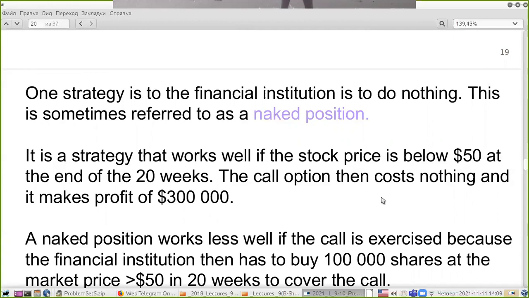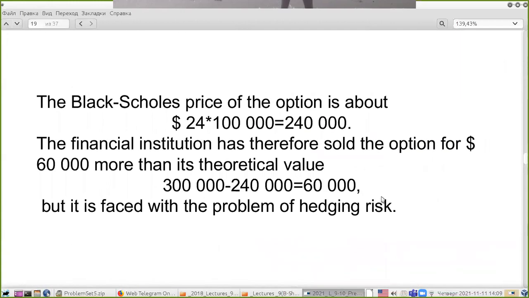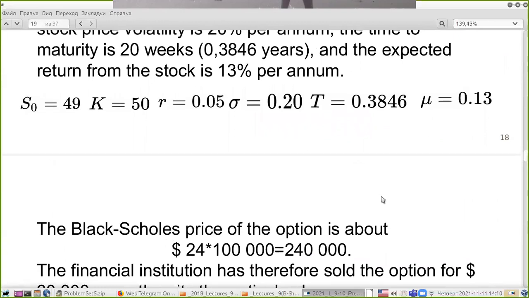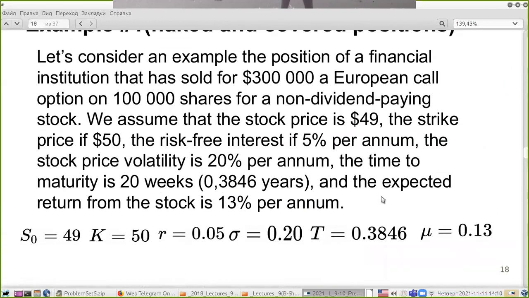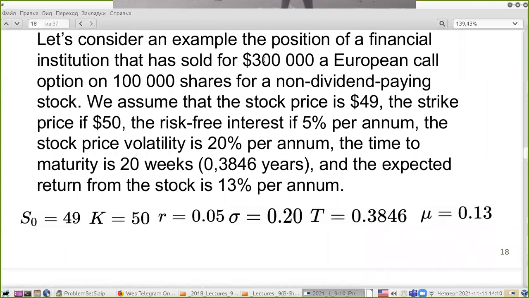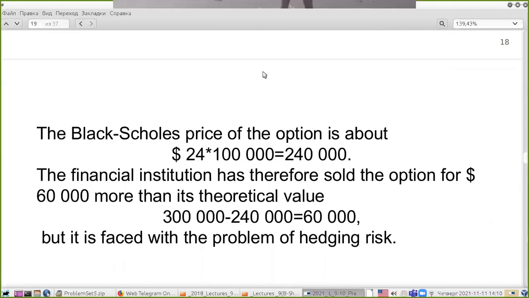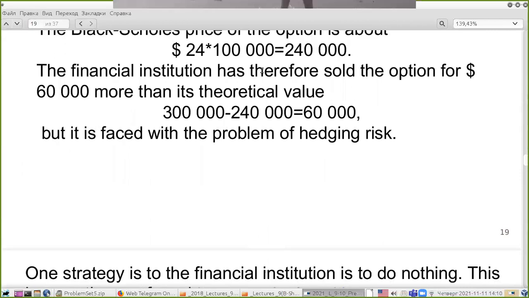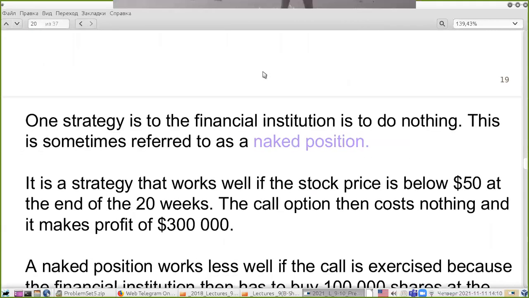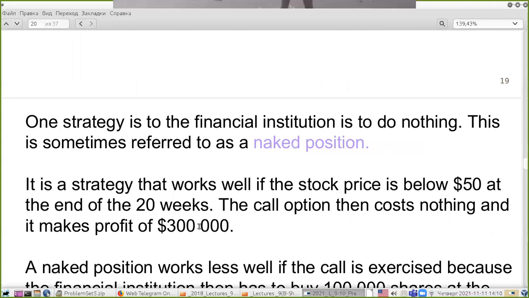How much did we pay for this option? How much premium for this option? The premium was 3, because this organization sold it for 3 per share. It's 3 per option, but with 100,000 shares it's 300,000. Understand?